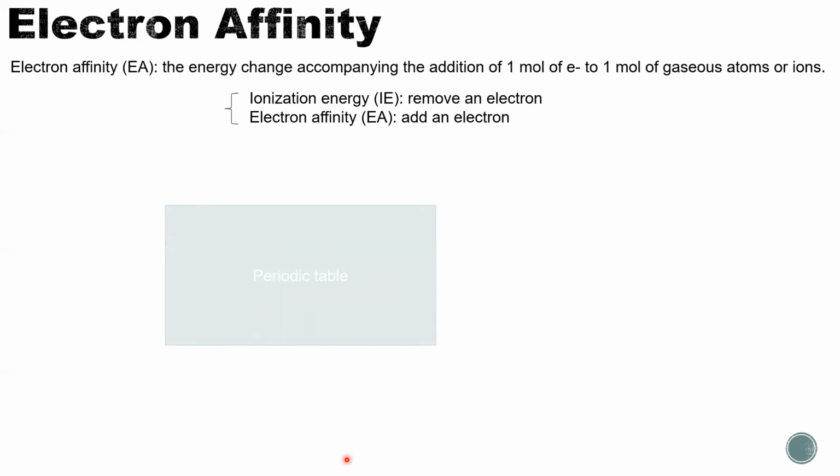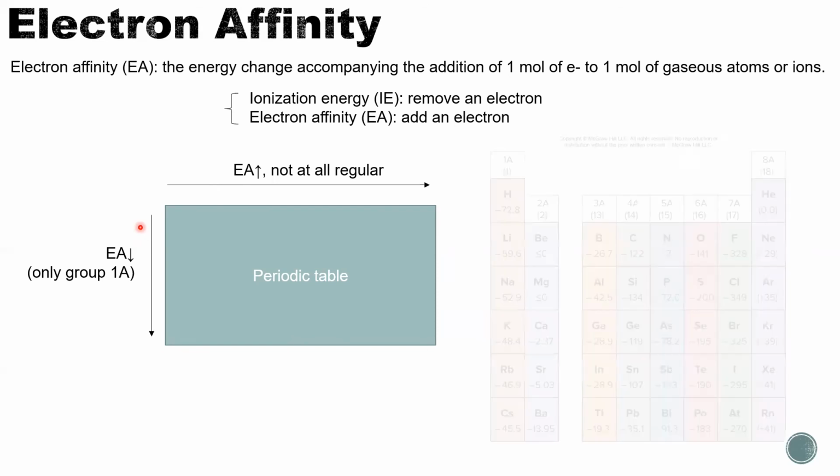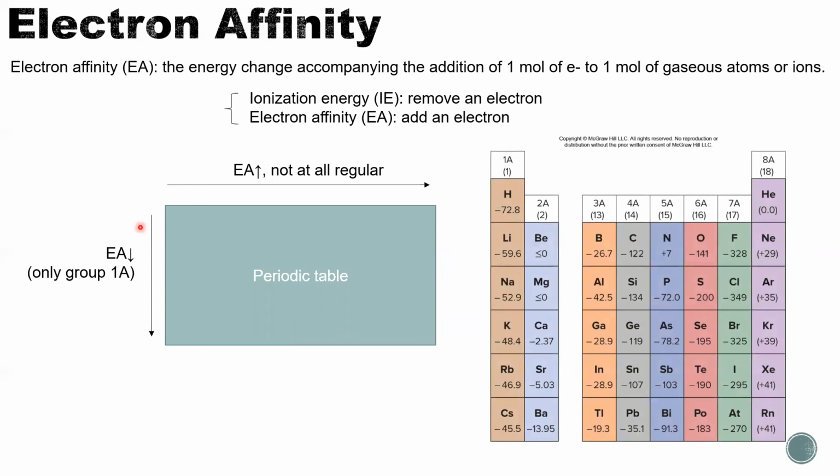And in the periodic table, we talk about trends, right? For electron affinity, we expect it to increase from left to right. However, it's not at all regular. And from the top to the bottom of a column, we expect the electron affinity to decrease. However, only group 1A follows this rule. So in other words, it's pretty random. We don't see a very good trend of electron affinity of these atoms in the periodic table.